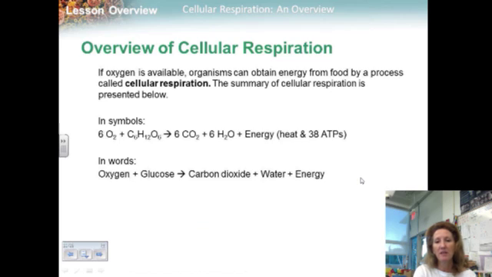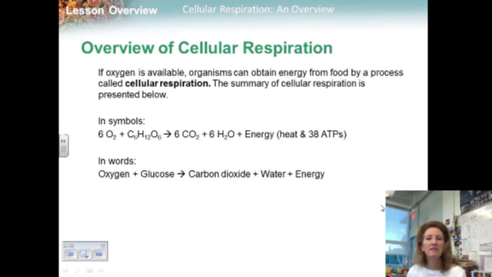So if oxygen is available, organisms can obtain energy from food by a process called cellular respiration. If oxygen is not available, then you die. The summary of cellular respiration is presented right here. C6H12O6 plus O2 yields carbon dioxide and water plus energy. And you get some heat, but you also get a maximum of 38 ATPs, all right? In words, it's oxygen plus glucose yields carbon dioxide, water, and energy.